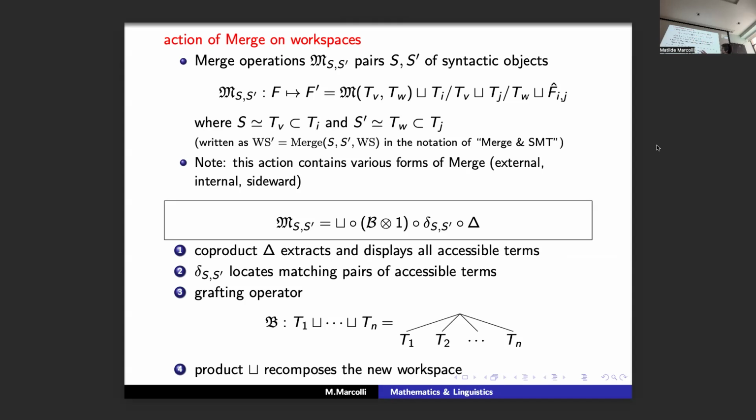And of course, what this looks like can vary depending on where these accessible terms are. They could be entire components, or they could be subcomponents: two distinct accessible terms inside the same component, or two accessible terms inside another component. So there are a few possibilities, and these go under different names in the linguistic literature: external merge, internal merge, sideward merge, and so on.